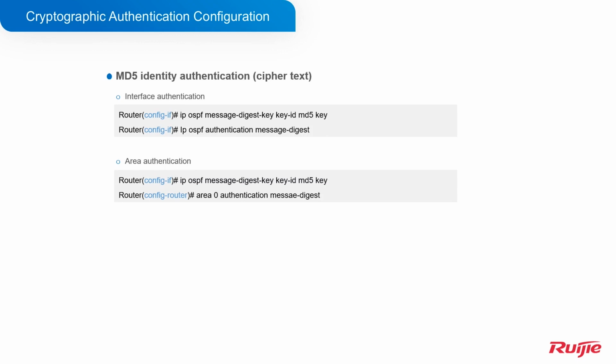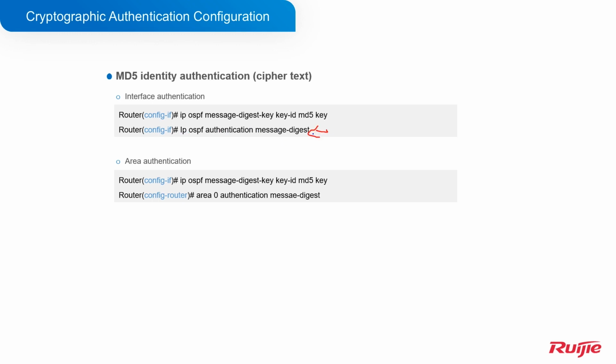Okay, so after we introduce the simple password, of course, we have to introduce another password configuration, cryptographic authentication configuration. Actually, for this configuration, we can't see the password in the packet, so it's more safe. And here we can see we use the MD5 authentication way. First, for the interface authentication, we have to enable the authentication function on the interface. So we use IP OSPF authentication, and here we choose message-digest.